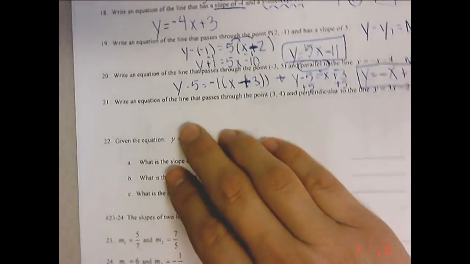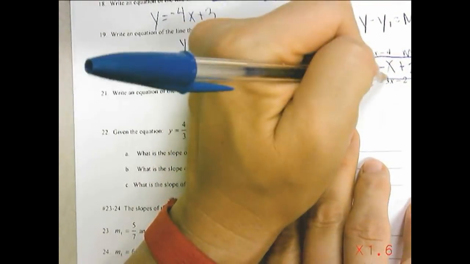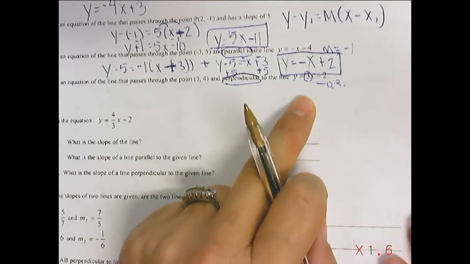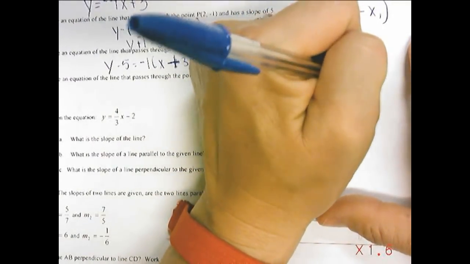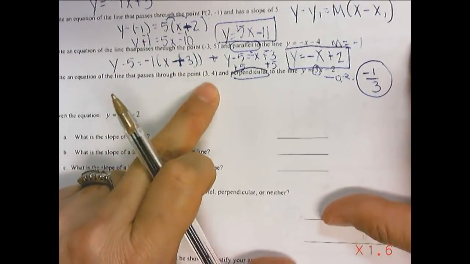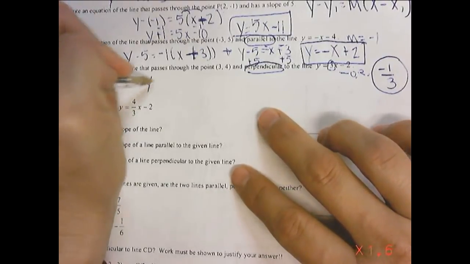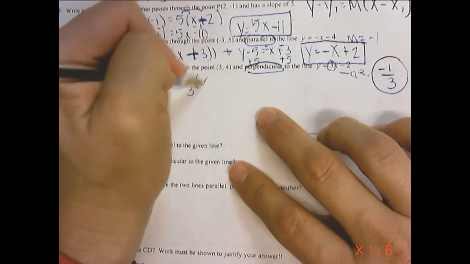All right, now let's look over here. Write an equation of a line that passes through this point and is perpendicular. Perpendicular means we need to look at this slope and then do the opposite reciprocal. So the opposite would be negative, right? And then reciprocal would be 1/3. So negative 1/3 is going to be our new slope. And we're going to use this point, 3, 4. So I'm going to use my point slope again, y minus 4 equals negative 1/3, my slope, times x minus 3.